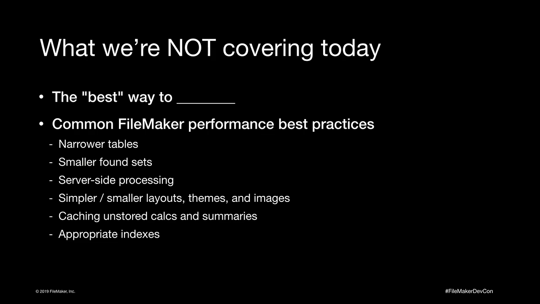I'm also not going to talk much about some of the common FileMaker performance best practices. There are a lot of concepts out there that you should understand if you're trying to build a solution that's going to perform well over the WAN or even in a local environment. So things like narrower tables, smaller found sets, server-side processing, simpler and smaller layouts, keeping your themes small and compact, smaller images, caching unstored calcs and summaries, using appropriate indexes, not indexing everything, but indexing the things that need to be indexed and trying to understand exactly what that means for your solution. So those are things we're not really going to talk about today.